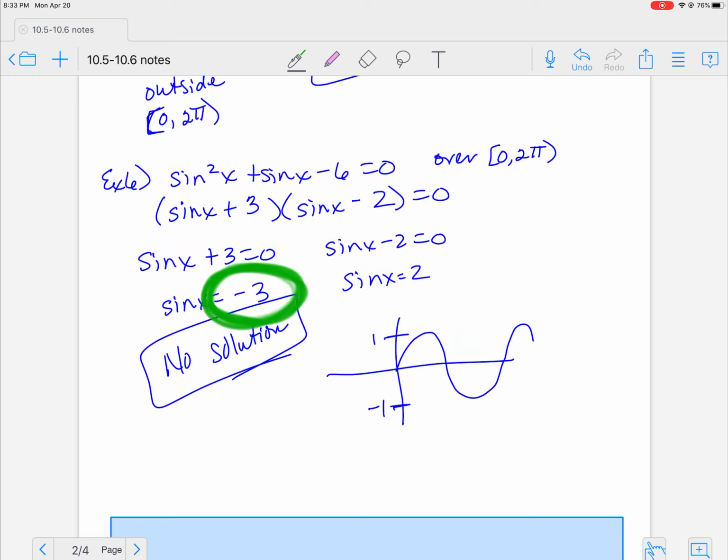can sine ever have an output of negative 3 there? No, sir. Can it have an output of positive 2? No, ma'am. My sine rocks the socks between negative 1 and 1. These are just regular plain old sine functions. I don't have any other transformations going on. Now, if this had an amplitude or something, that would make an impact, but it doesn't. It's just saying this is some value, this is some value. There is absolutely no angle measurement that's going to give me that output. And that's why it's a no solution.